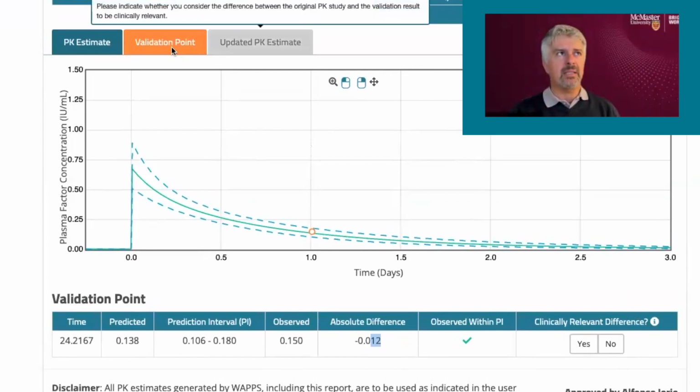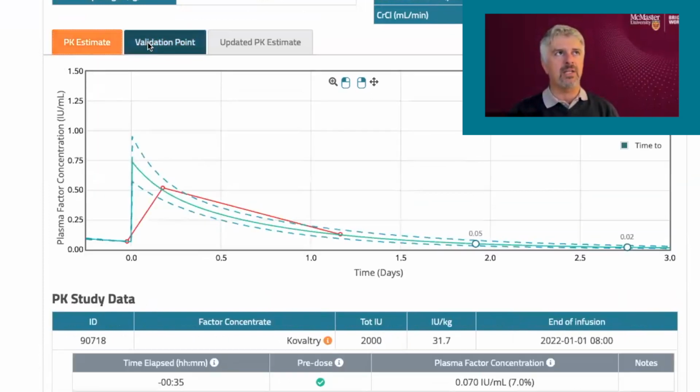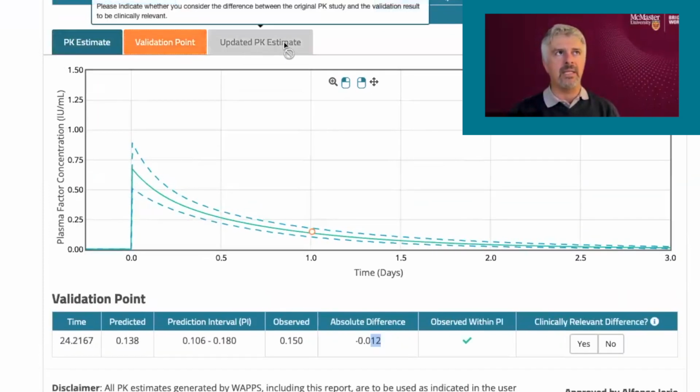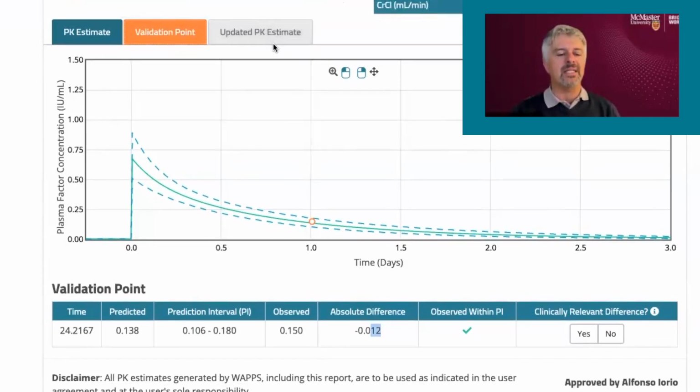Now, you see up here that I can see the validation point. This is now orange. I could go back to see the estimate. I can see the validation point. I cannot see the updated PK estimate, because the system is inviting me to tell it if I feel that difference is clinically significant or not. You'll see that if I say yes or no here, in this case, I would say no, it is not clinically significant. Now, this updated estimate is available to me.